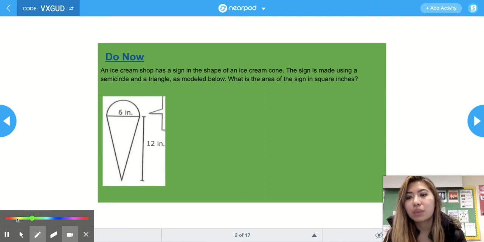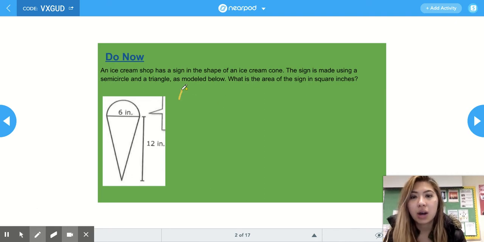So the two shapes that I can see are a semicircle, but we're going to start with the formula for a full circle and then a triangle. The area formula for a circle is pi radius squared. And the area formula for a triangle is half times base times height.